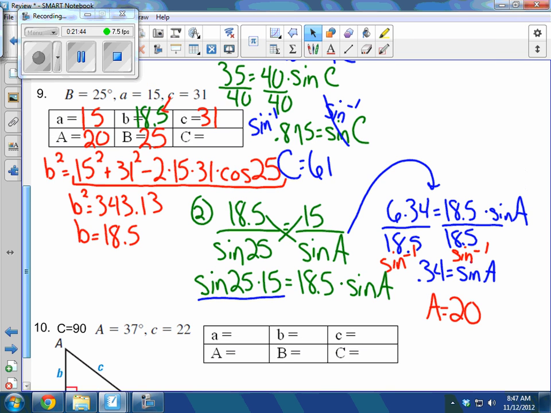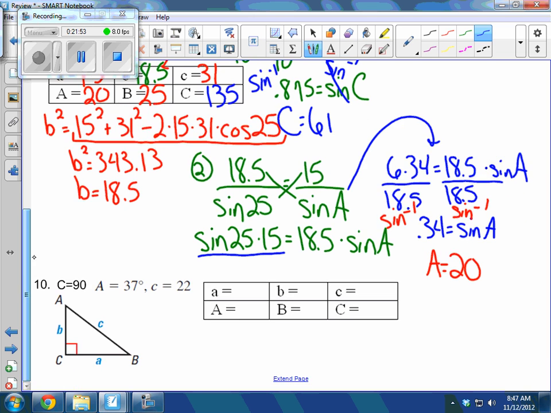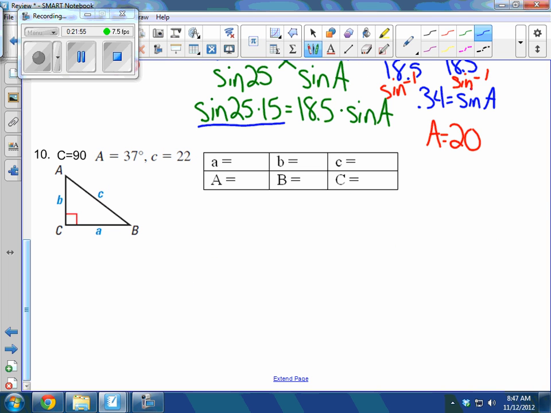And now I can find big C because the three angles add up to 180, so that means big C is going to be 135. All right, let's finish with number 10. So number 10 is a right triangle. You can use SOHCAHTOA, but actually, since you have to find everything, your law of sines, law of cosines will probably be faster.